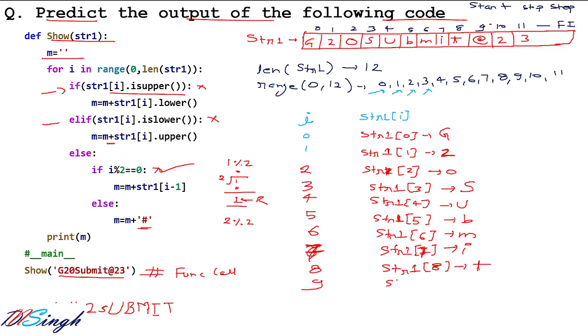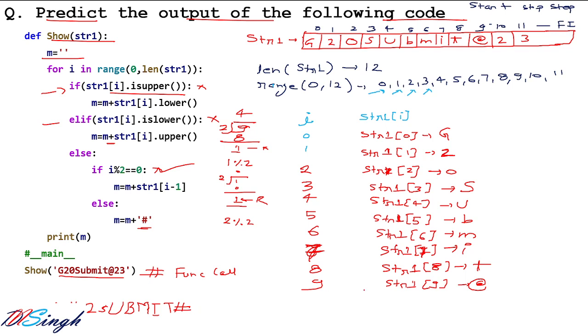Next index is 9. str1 of 9, what is the value? At the rate. So at the rate will not match lowercase or uppercase, it will go to the else part. The if condition is not satisfied, because if you divide 9 by 2, it will go 4 times, giving 8, and the remainder is 1, which is not equal to 0. So it will go to the else part. The else part says that hash will be added in place of at the rate.